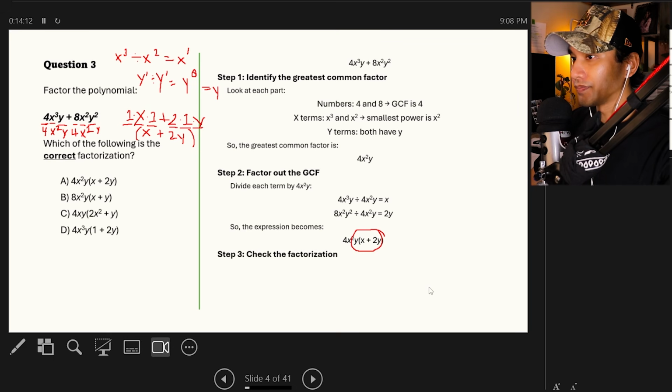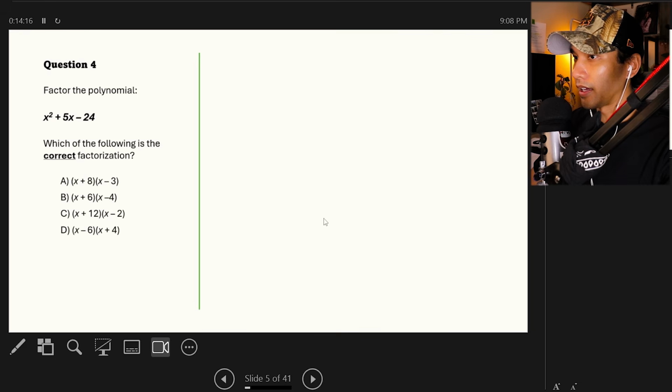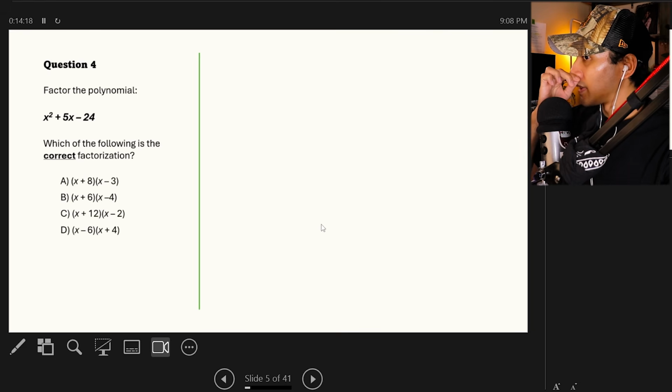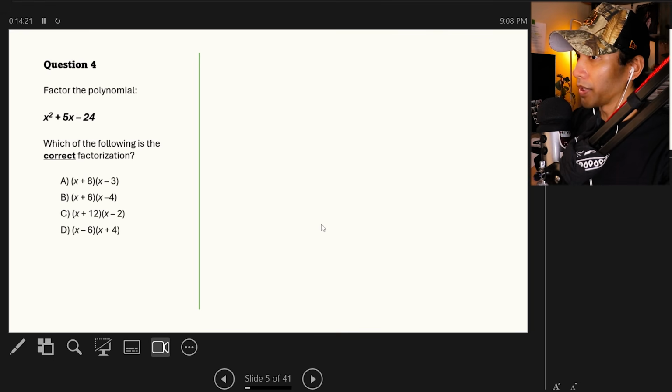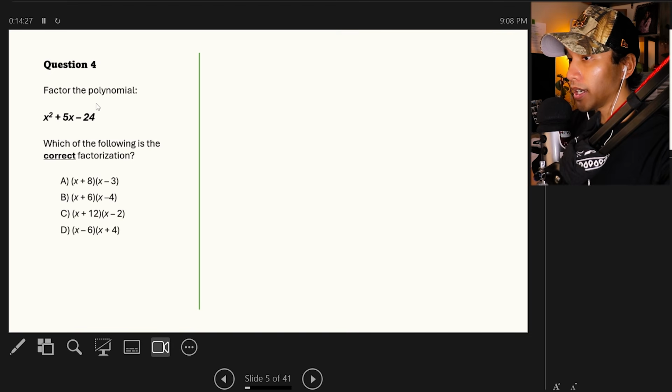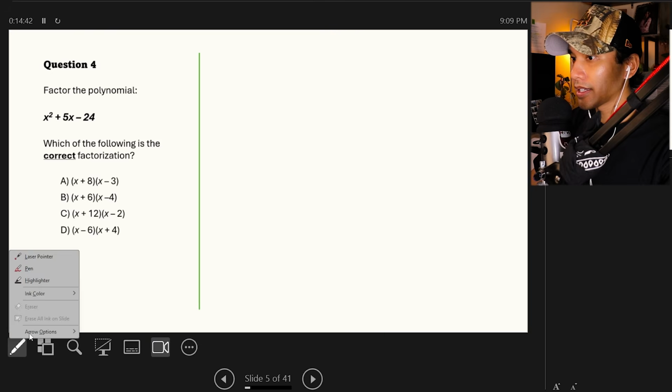Okay, moving on. Check the factorization, which we did. And next question. So this question, factor the polynomial. What we have to find out here is what number times what number equals 24 or negative 24, and when those numbers are added or subtracted together, they equal 5x. So they give us some numbers here.